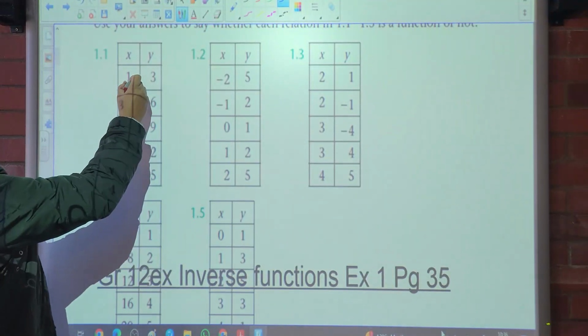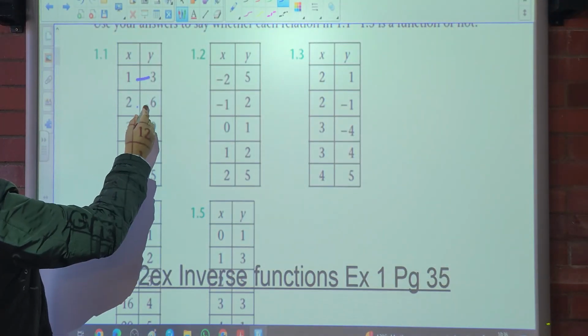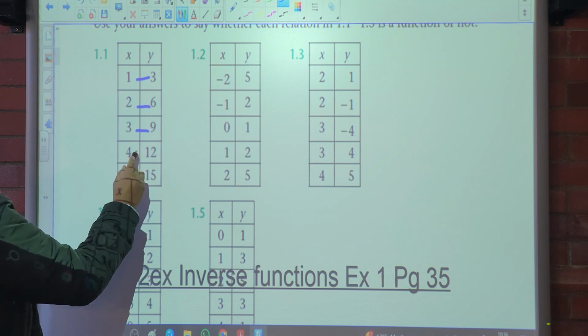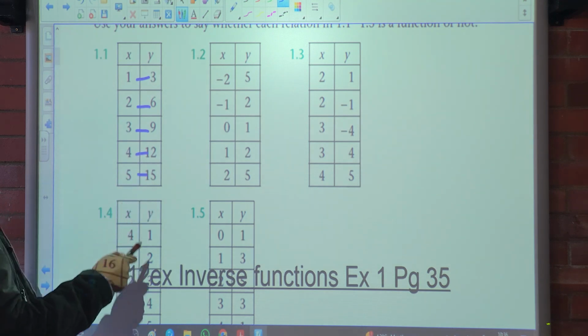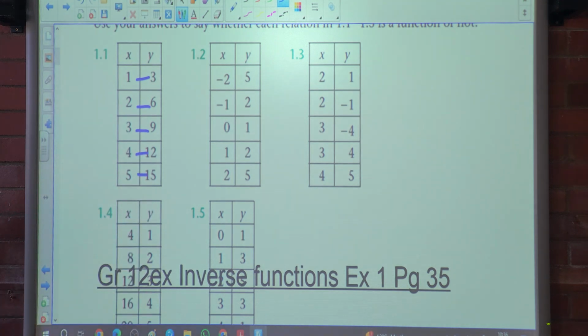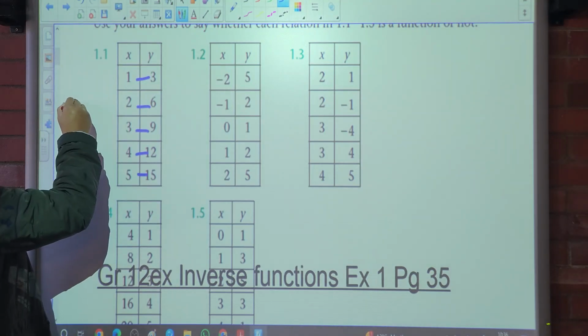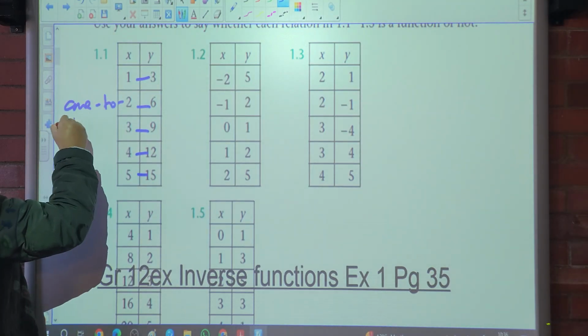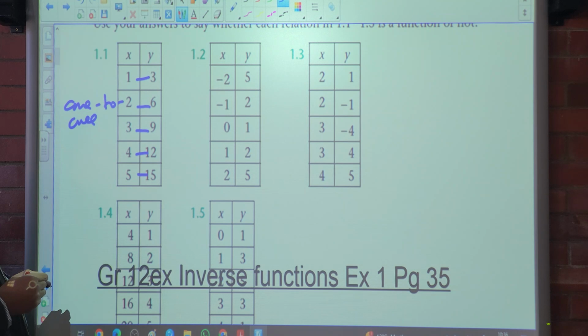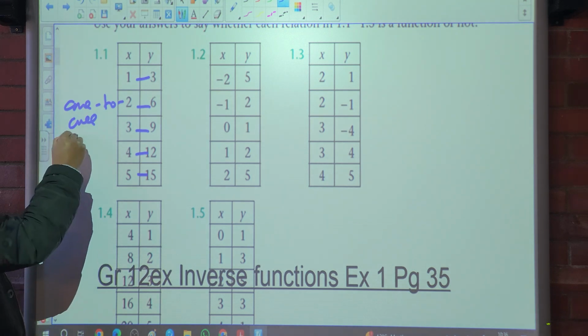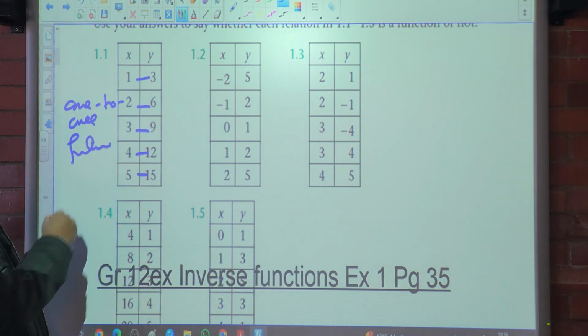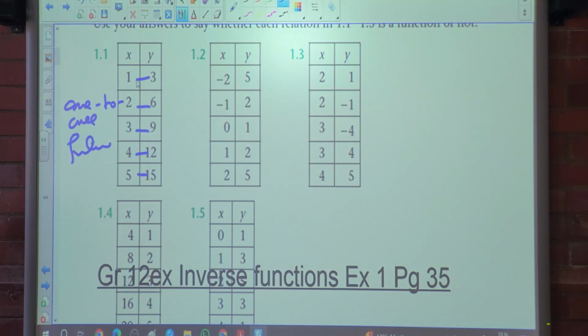So this maps 1, 1, 1, 1, 1, 1. So for every one x there is one y. So this is a one to one. Is it a function or a relation? Function. So for every one x there is one y.